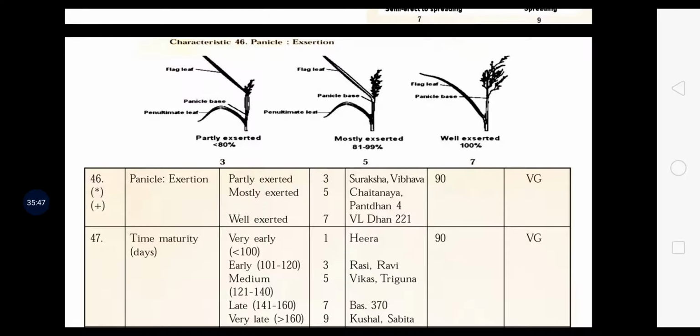46th characteristic is Panicle exertion. Partly exerted, mostly exerted and well exerted are scored as 3, 5 and 7. Here you can see the Panicle exertion picture is given at the top portion. Partial exertion means less than 80%. Mostly exerted means 81 to 99%. And well exerted means 100%. Example for partially exerted is Suraksha, Vaibhava. Mostly exerted is Chaitanya, Pantadhan 4. Well exerted is Vyaldhan 2 to 1.